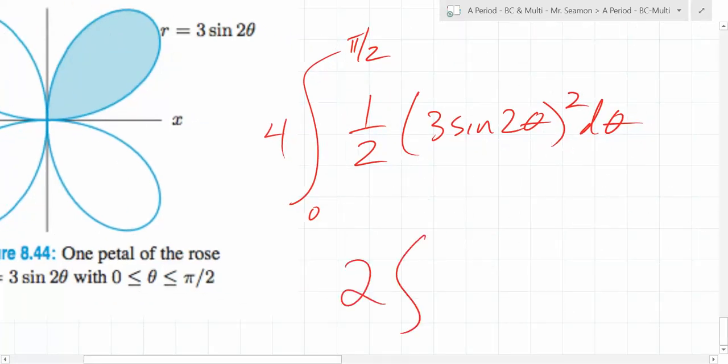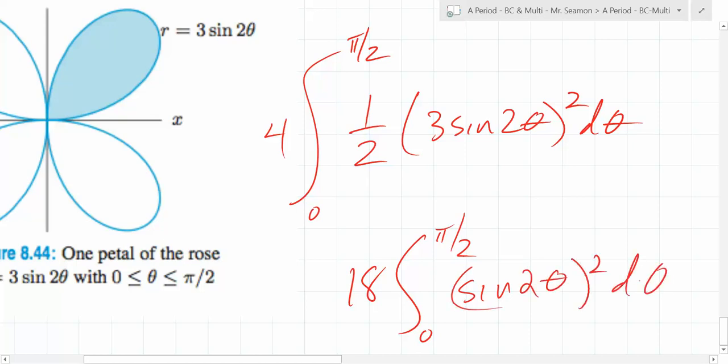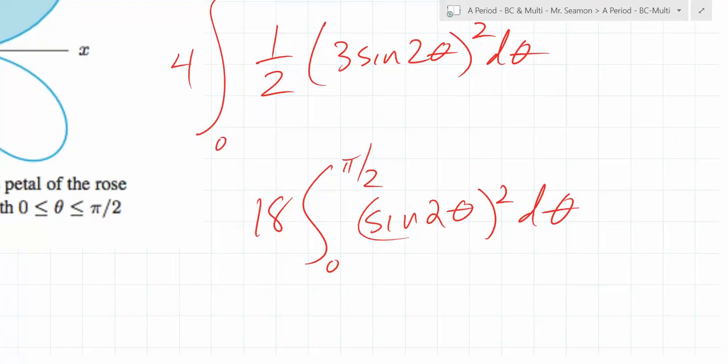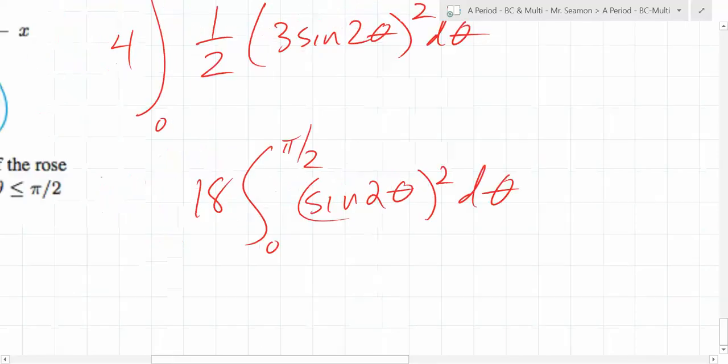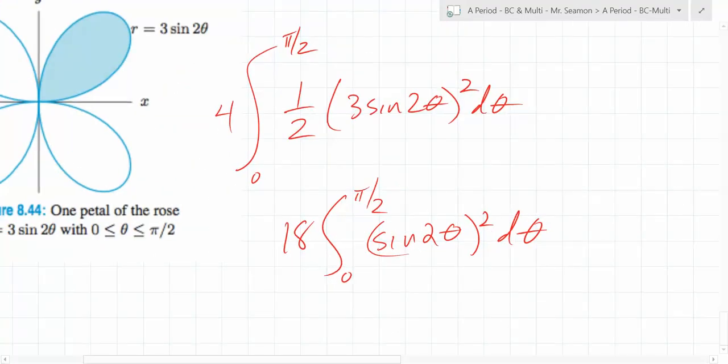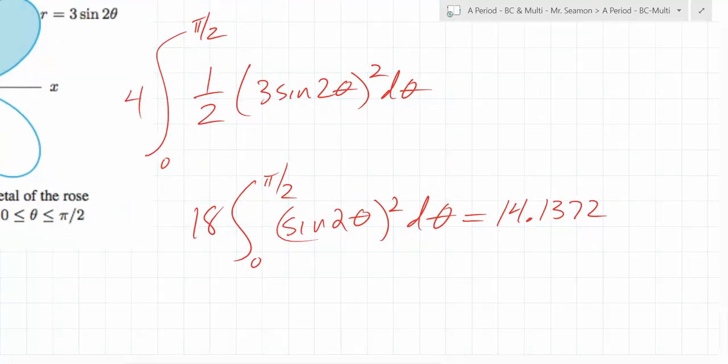So yes, it becomes 2 times the integral from 0 to pi over 2 of, actually, what else can you put out there? So it's 18, right? Because it's the 2, what's 3 squared times 2? 18 sine squared 2 theta d theta, like that. What does that come out to be, Matt? Plug it in. 14.137... 14 point what? 1372. 1372.